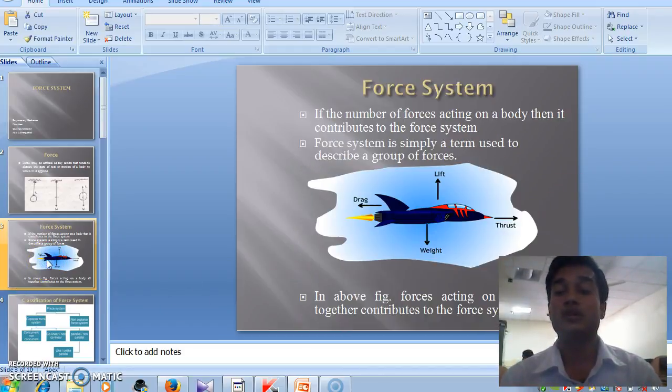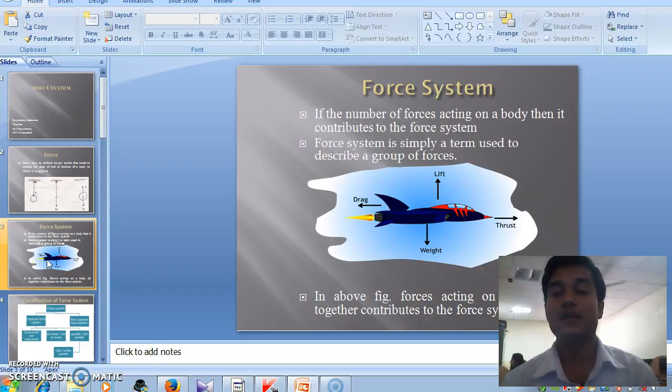Now let's move to our original topic, that is the force system. One will think, what is a force system? Let me tell you that when a number of forces act on a body, it forms a force system. Means if a body is subjected to more than one force, then the body is subjected to a force system. Force system is a term generally used to describe a group of forces.